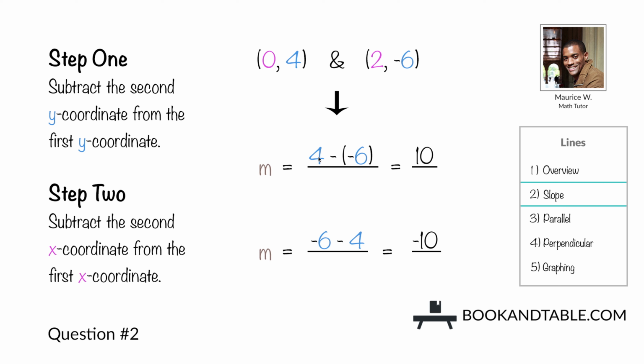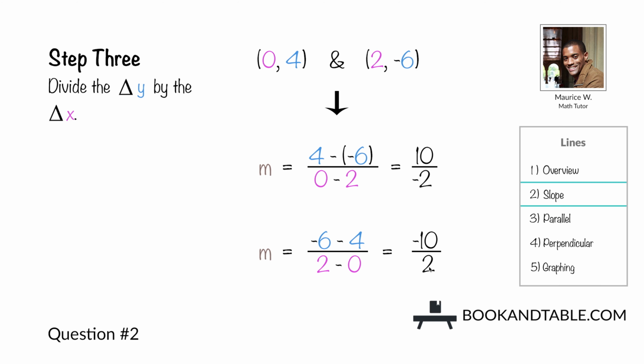So for our delta y's, you'll get 4 minus -6, which is positive 10. Or you would have gotten -6 minus 4, which is -10. In the denominator, this point minus this point, you get 0 minus 2, which is -2. Or if you did this point minus this point, you got 2 minus 0, which is positive 2.